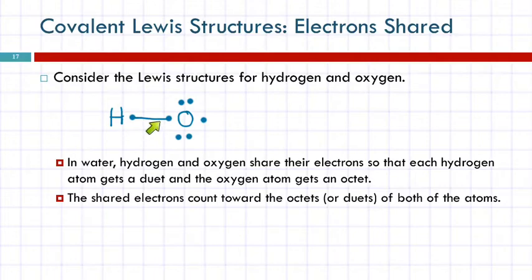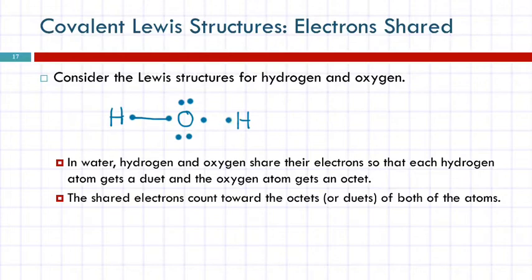If they're sharing the electrons, they both get to use them. So hydrogen counts both of these as belonging to her, and oxygen counts both of those. So now the hydrogen has 2 electrons. Duet rule says hydrogen's trying to get 2 electrons, so the hydrogen's good. Oxygen now has 2, 4, 6, 7. Closer, but not quite.